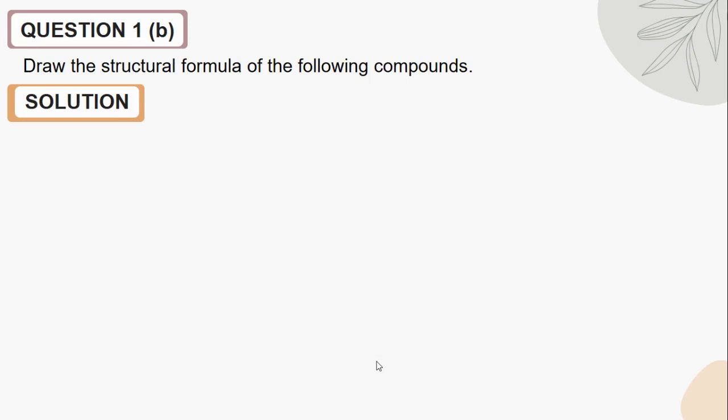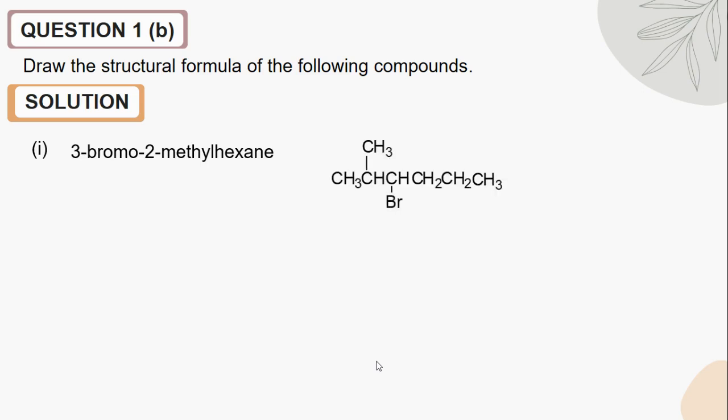Proceed to question number 1B. Draw the structural formula of the following compound. So first, 3-bromo-3-methyl-hexane. So your parent is hexane, therefore with 6 carbon atoms. Carbon number 3 has Br attached, while carbon number 2 has methyl attached.